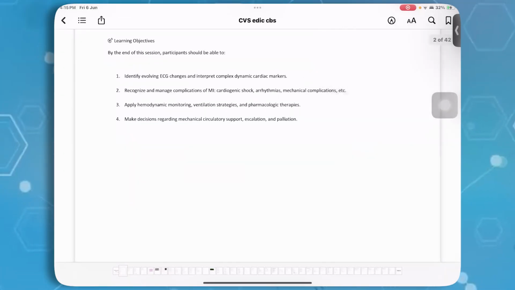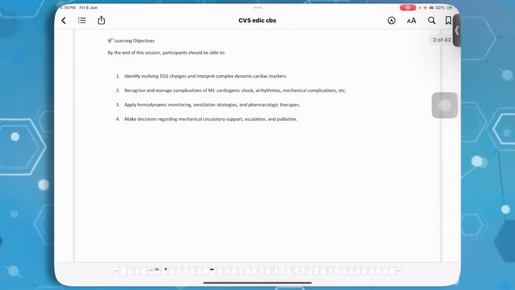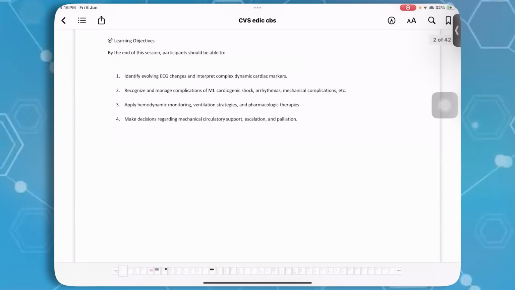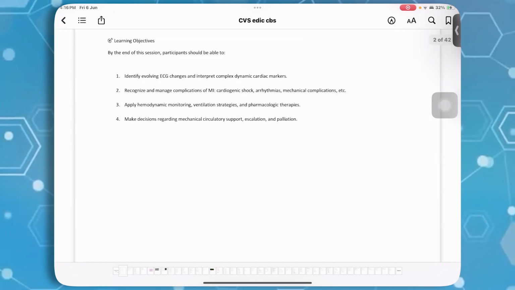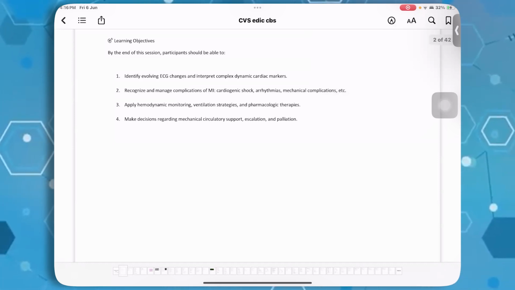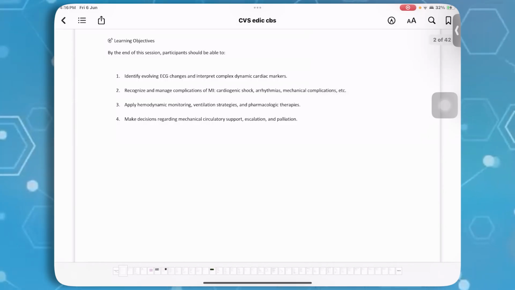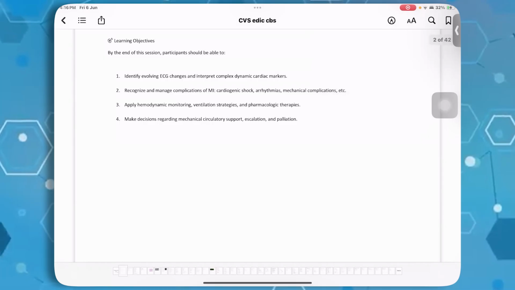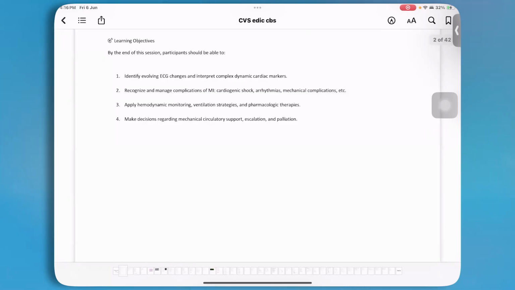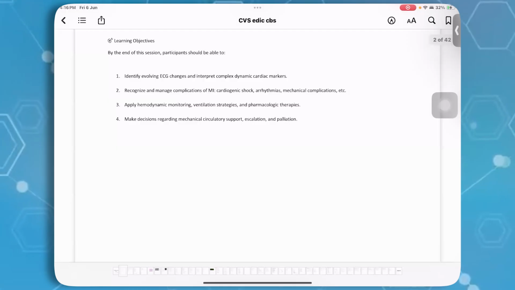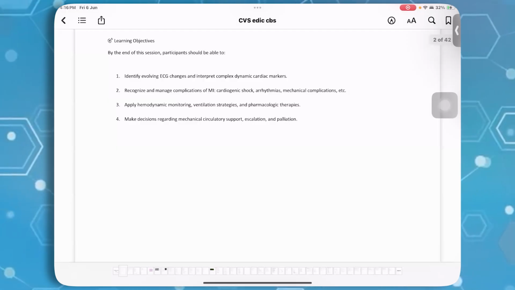At the end of this session, you should be able to identify, recognize and manage the complications as and when they arise, according to the severity of the situation, be it arrhythmia or other complications. These are important things required when you are appearing in an EDIC examination. I hope the screen is clear and visible to you.